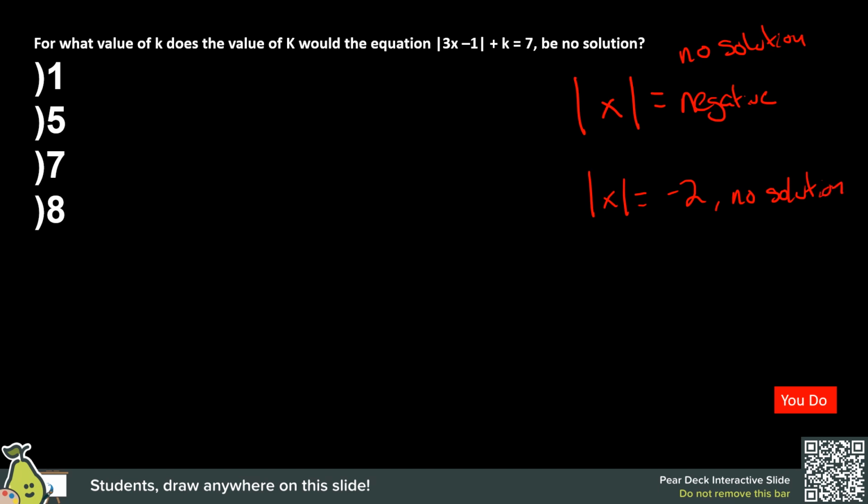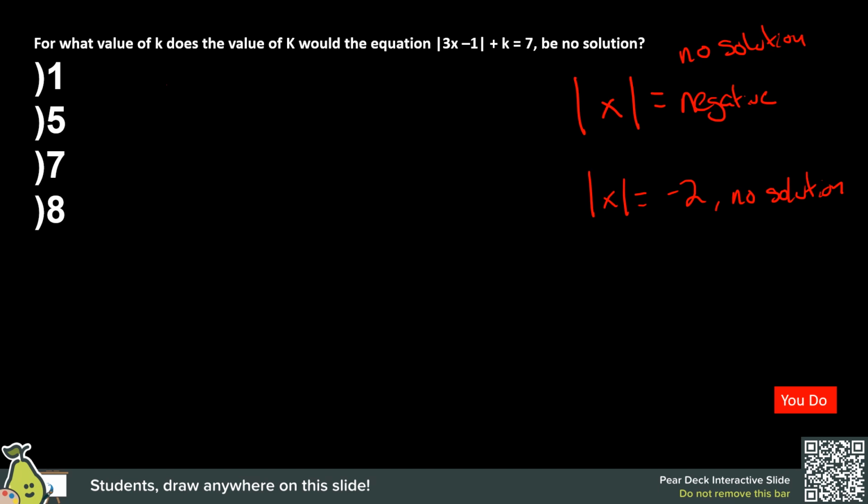Why is this no solution? Well, we can never take the absolute value of x and it would give us a negative number. Remember, the final value within the absolute value will have to be positive. So it's impossible for this to give me a negative. So let's check this out. Let's test some of these values here.